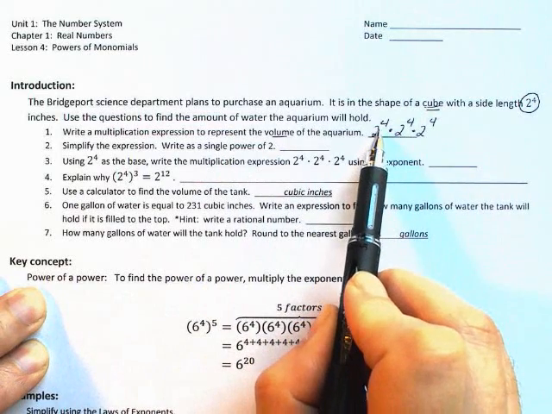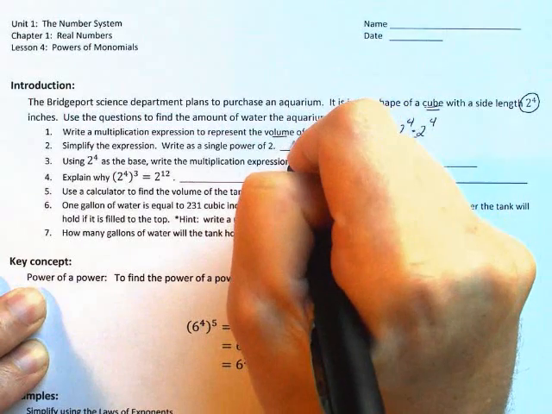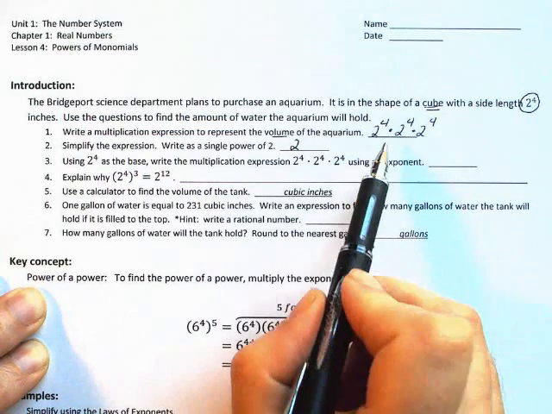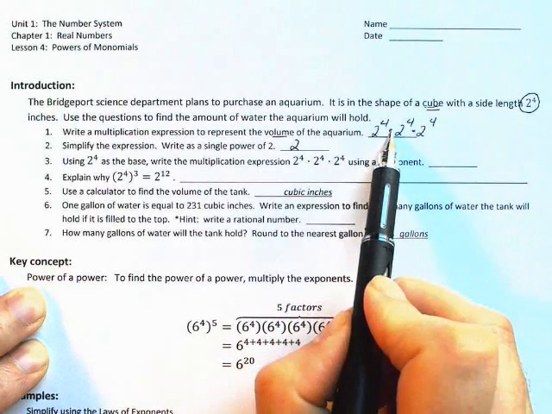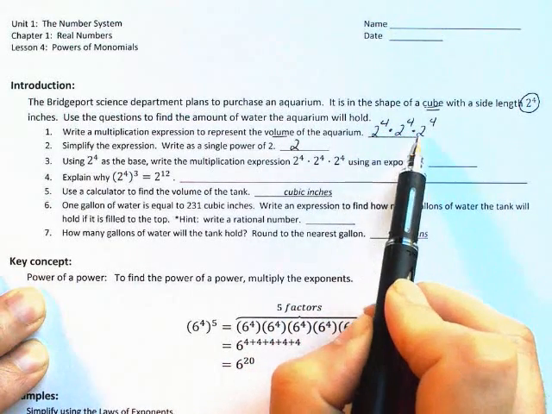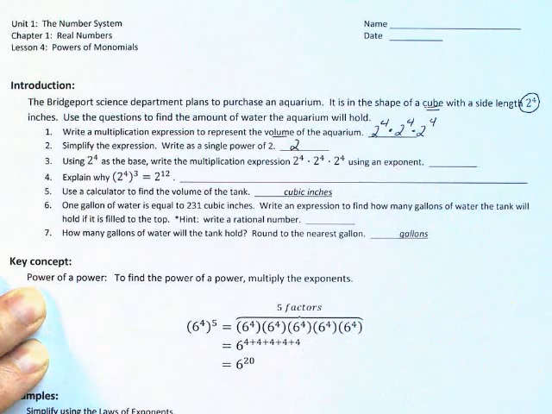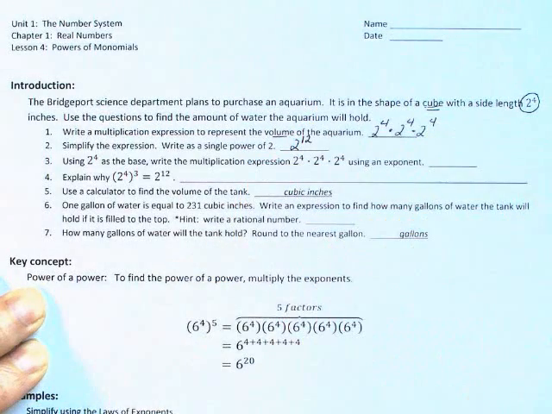So instead of having 2 to the 4th power, 2 to the 4th power, 2 to the 4th power, let's write the base of 2 one time only, and then find out what its exponent is. And to do this, we can use one of the laws of exponents from the previous lesson. To multiply powers with the same base, add the exponents. So 4 plus 4 plus 4 is 12. 2 to the 12th power is the volume of that cube.